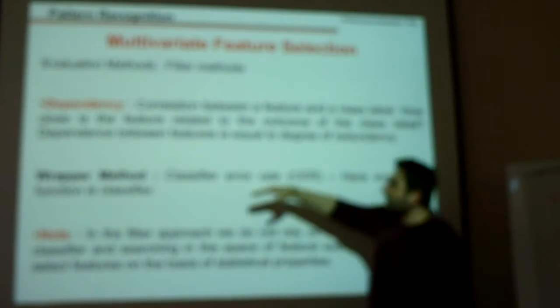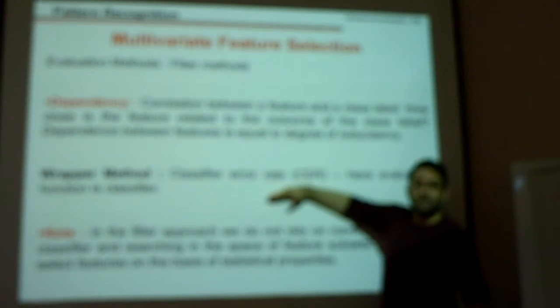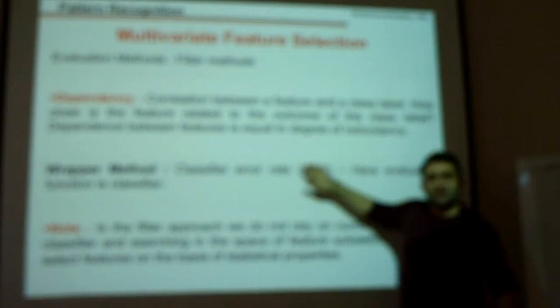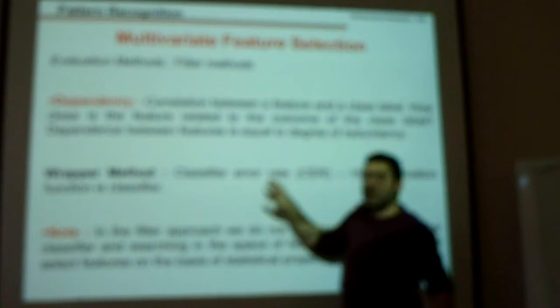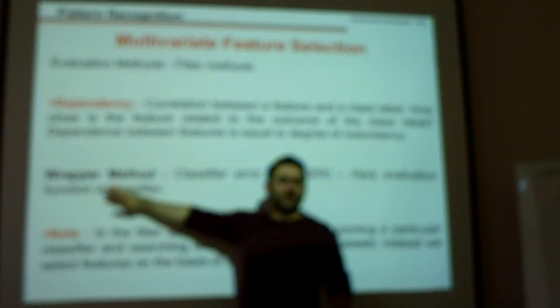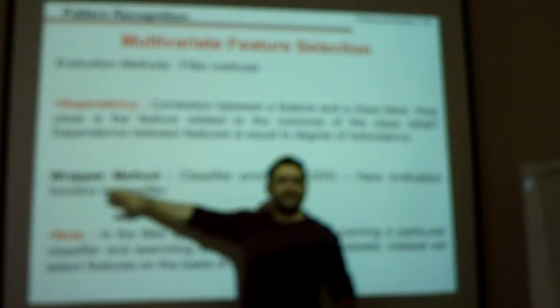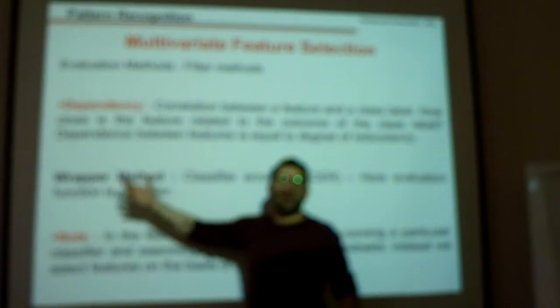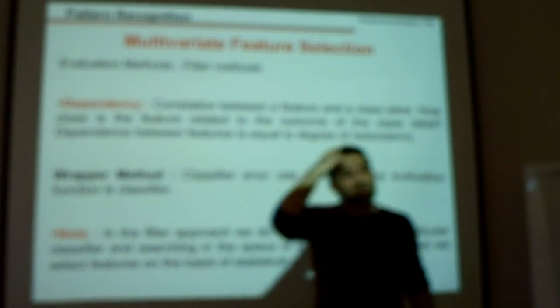So, another one is the wrapper method. Now, the wrapper method is using something which is called CER, the classifier error rate. We will not talk about it much in this course, but I can tell you that this is very cool. And I think in the next slide you will see what the problem with this one is, although it is very cool.